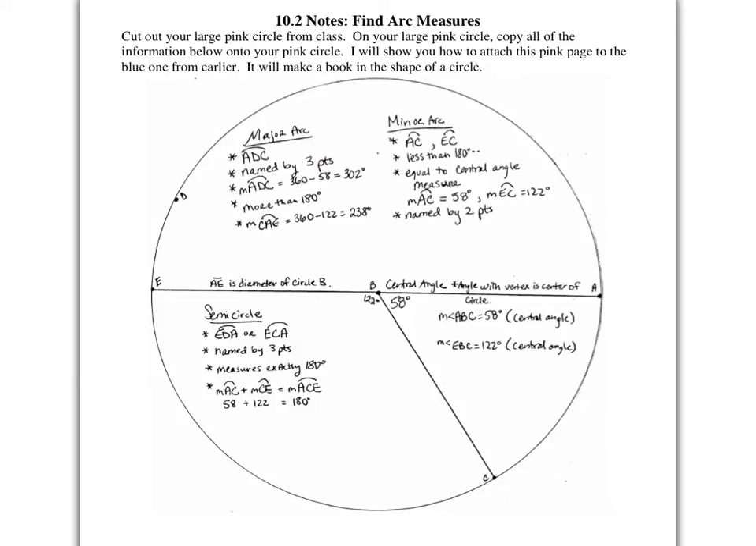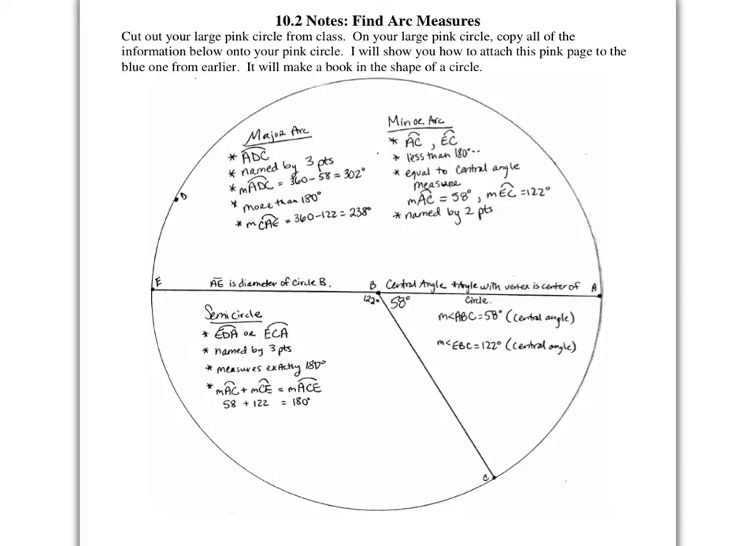I use 3 points to name them, and I gave another example here because this 122, the rest of my diameter, because this would be 180 together, so 180 minus 58 gives me the 122. So CAE, so C to A to E, so everything except this piece would be 238 degrees. So from here all the way around is 238 degrees.